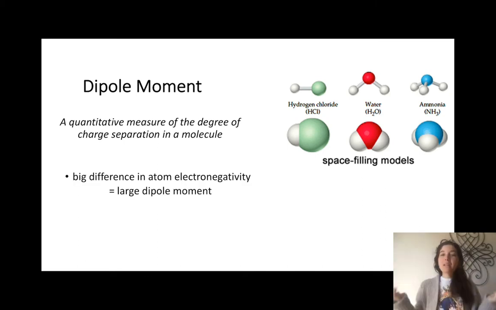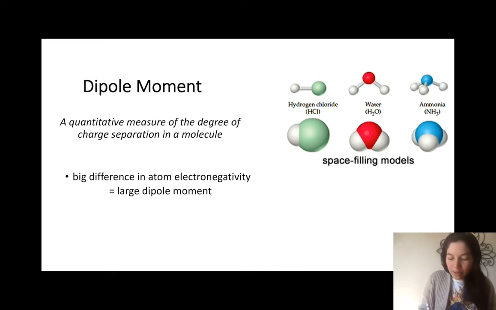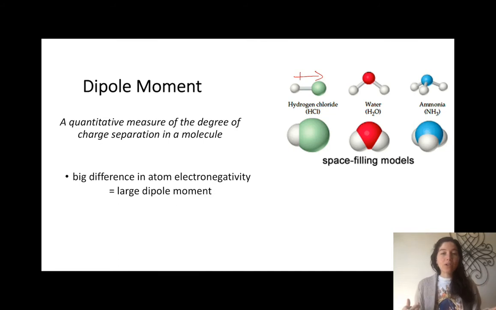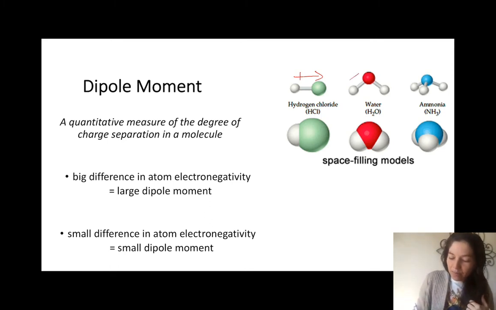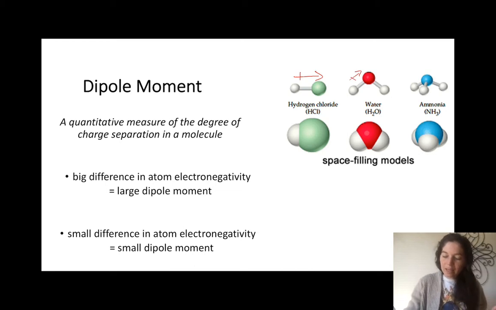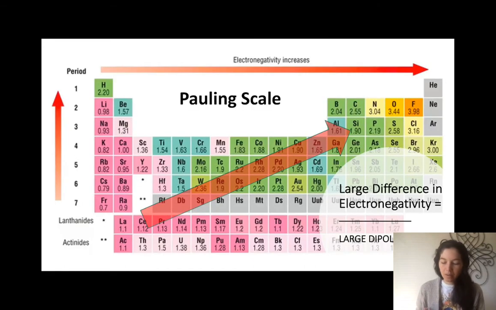If you have a big difference in the electronegativities of the atoms involved in bonding, here like hydrogen and chlorine, then you'll have a large dipole moment. If you have a small difference in their electronegativities, then you'll have a smaller dipole moment. So there are these different magnitudes of pulling inside of molecules. And this is what we call a dipole moment, whenever there's that difference in pulling of your electrons. Okay, so we can determine this with our Pauling scale.